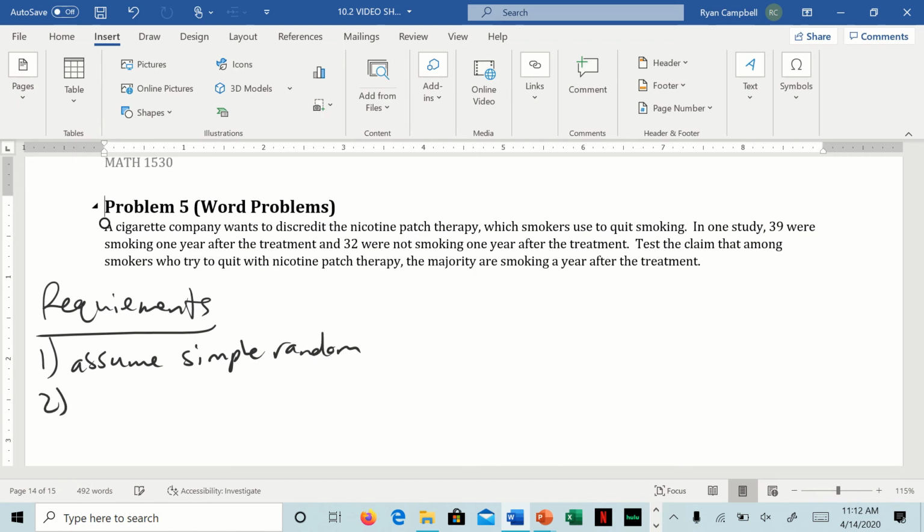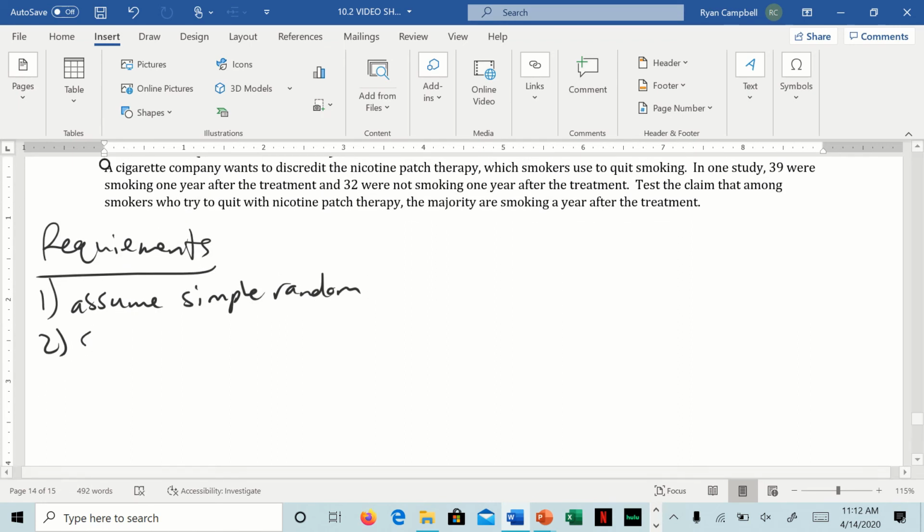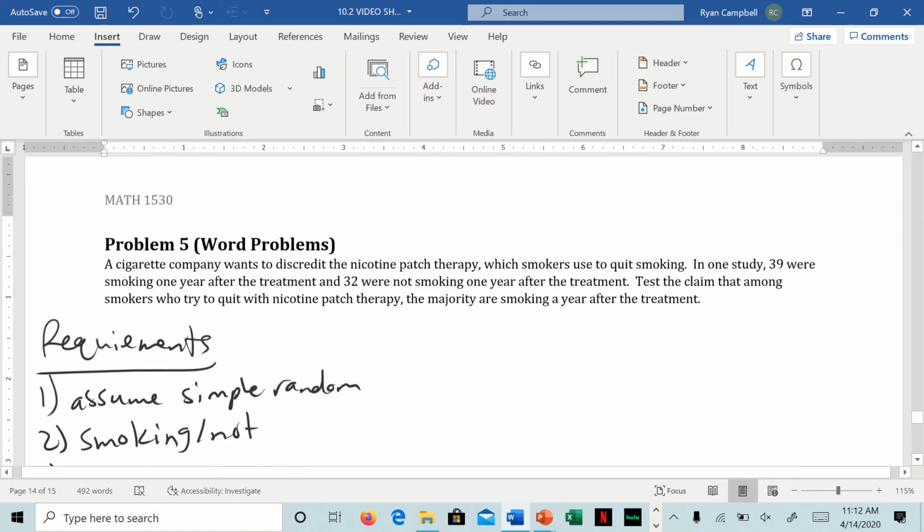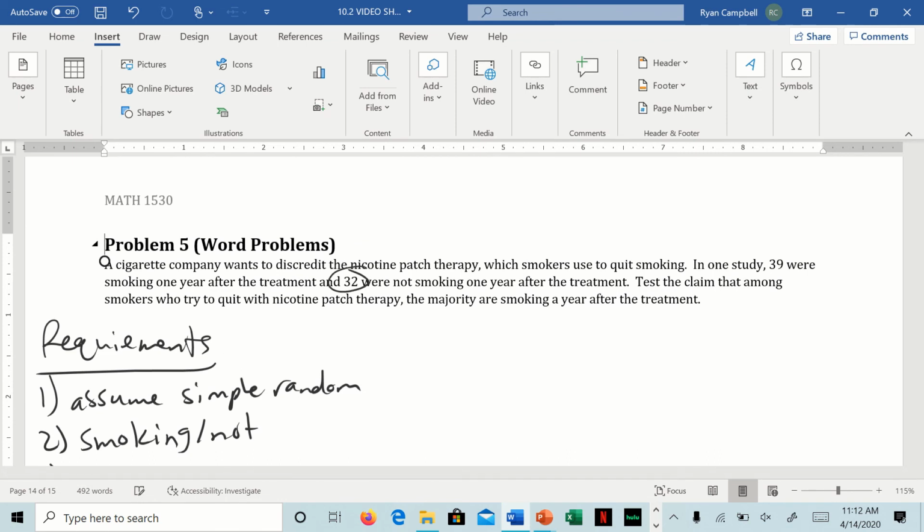Number 2, are there 2 different outcomes? Yes, you're either smoking a year after or you're not. Number 3. So in this case, we have people smoking after and not smoking after. So both of those would be our N, which would be 71.